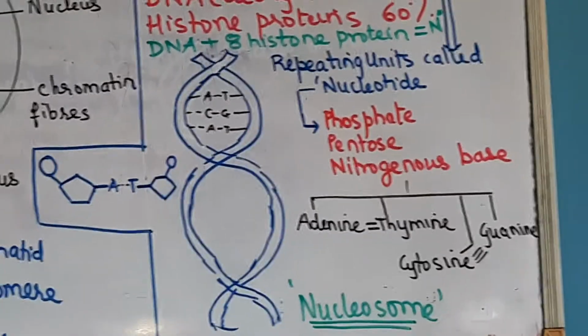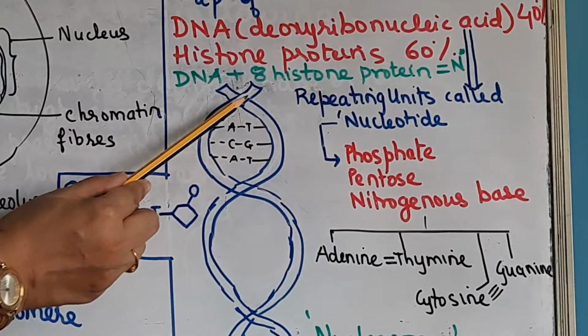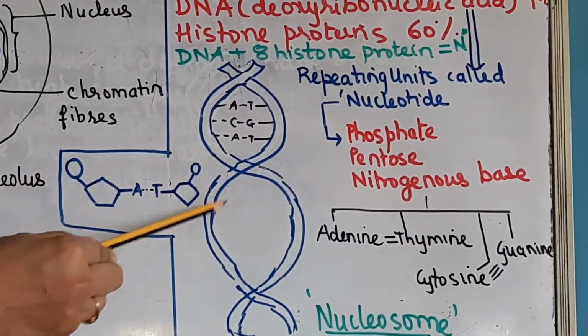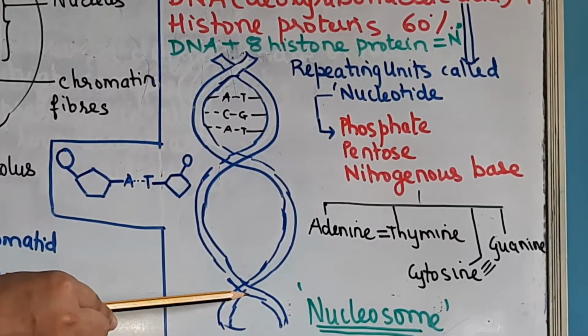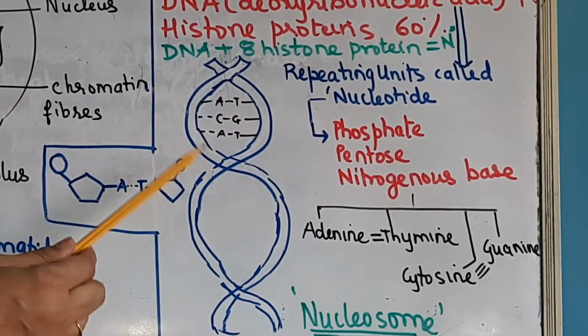Just understand this. What I have drawn here is the diagram of the DNA. These are the two complementary strands. This is one strand and this is the other strand, and they are coiled around each other in the form of what is called a double helix structure. Okay. So now what is this DNA made up of?